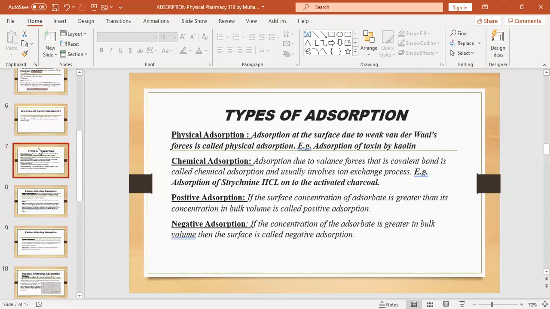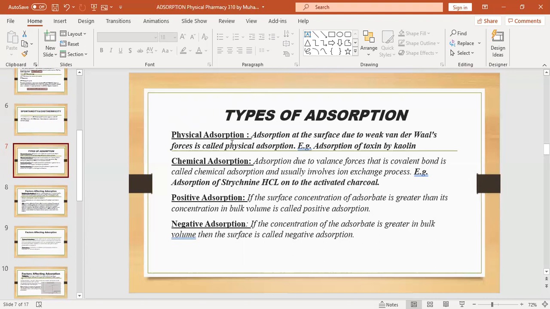Now, in the next slide, we have discussed types of adsorption. Physical adsorption: if adsorption occurs due to weak intermolecular forces, or you can say by van der Waals forces, then that type of adsorption is called physical. If the interaction between the adsorbent and adsorbate is because of valence forces, meaning a covalent bond, ionic bond, or any type of chemical bond, then this type of adsorption is called chemical adsorption.